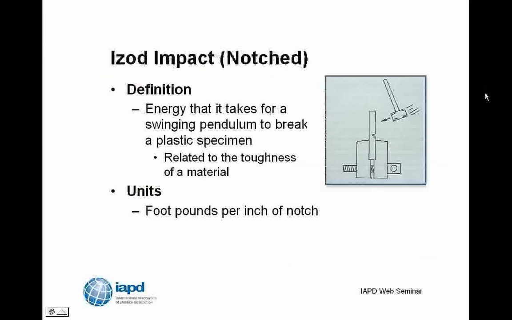Moving on to the next property, which is notched Izod impact strength. That is the energy it takes to break a plastic specimen. The way that test is done, they take a plastic specimen and cut a notch in it, and then they smack it with a hammer mounted on a pendulum. They look at how much energy it takes to break the specimen, and this is a general measurement of the toughness of a material.